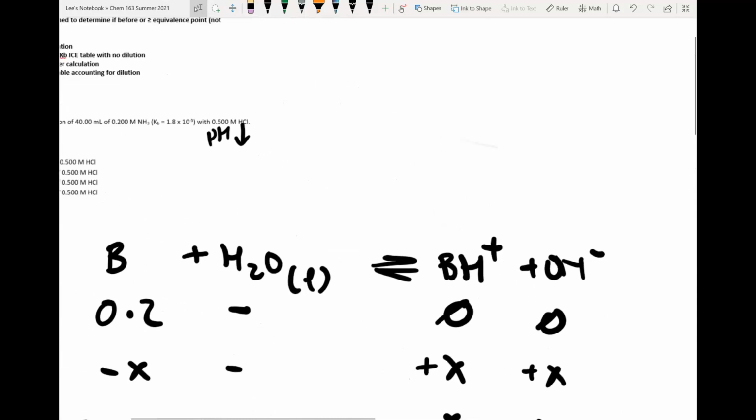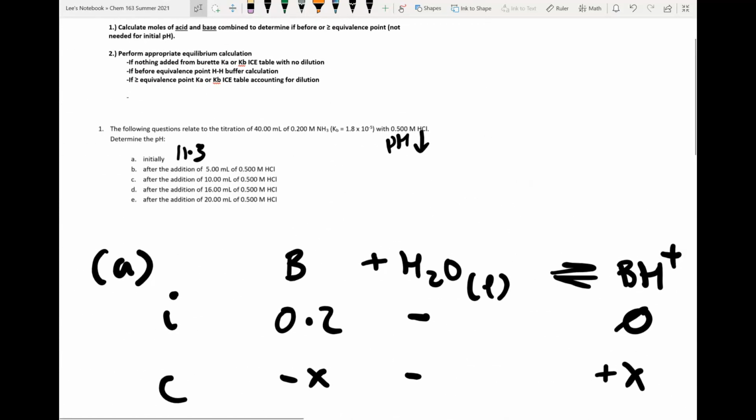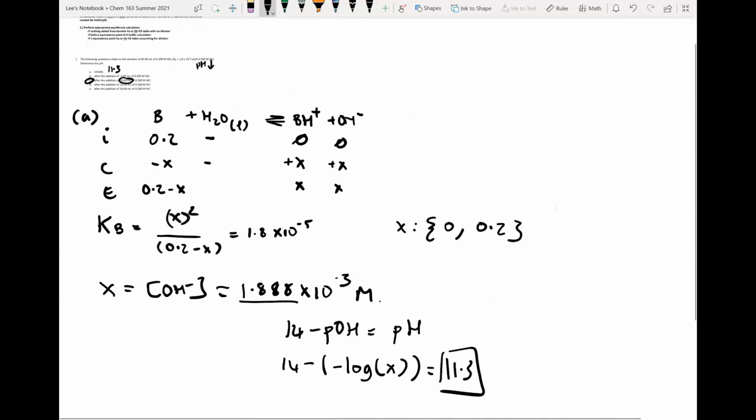So the next point that I'm going to look at, and I'm just going to pick kind of one at random, is, let's do this one here, C. So after 10 mils of 0.5 molar HCl. So remember, my first step is that I've got to calculate the number of moles of acid and base that I'm combining. So 10 mils of 0.5 molar HCl.